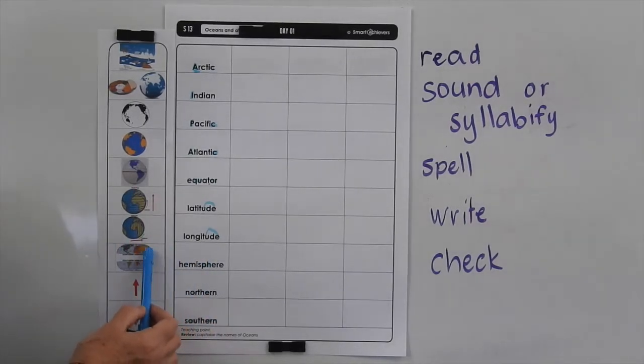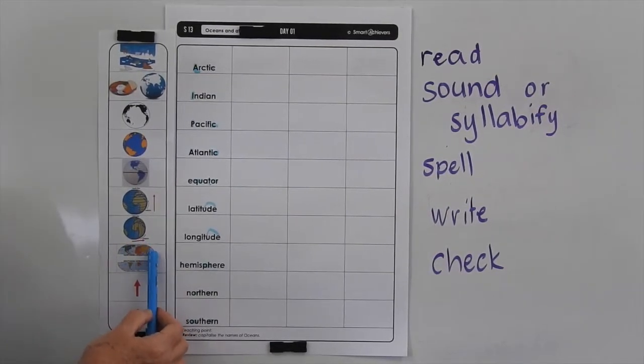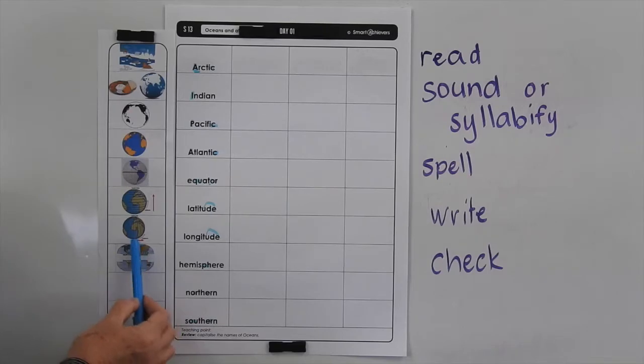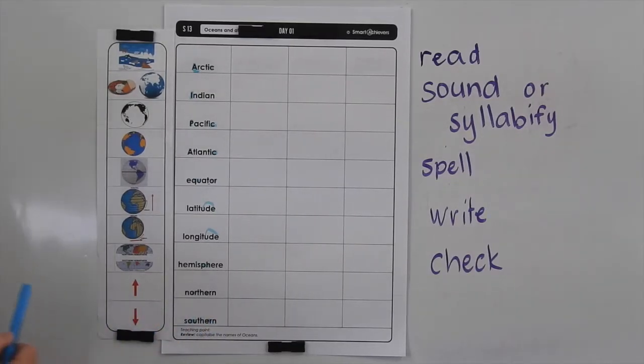Hemisphere means that the world is a sphere, and if we look at it cut in half, we have a northern hemisphere and a southern hemisphere, meaning a northern half sphere and a southern half sphere, we could say. North means northern, and southern means south, of course.